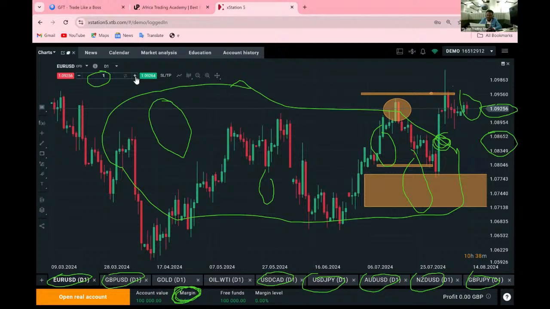Assuming it's on 10 lots, and the price moved from 1.09256 to 1.09266, the person has made a profit of $100.